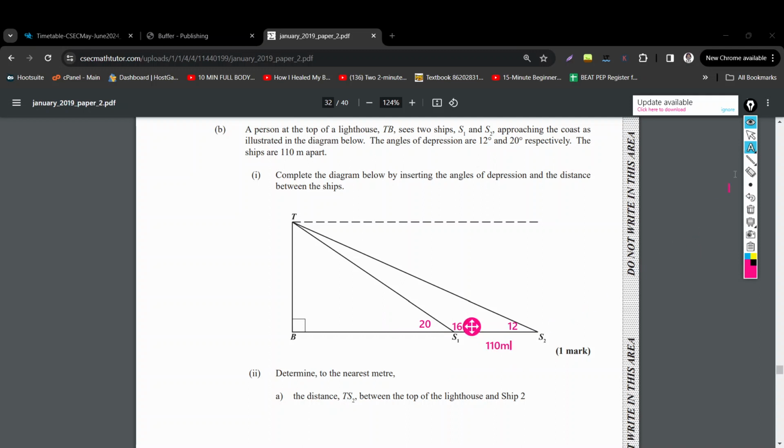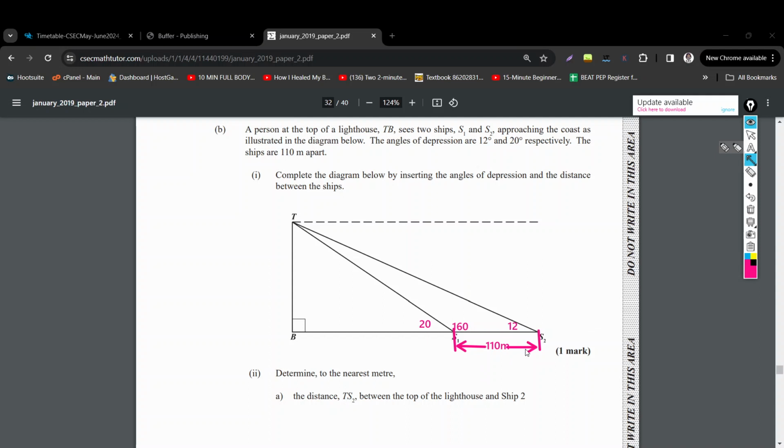Let me show you where the distance is. The distance is from here to here. So that's where the distance is from. This is what you need to do just to get the 1 mark. And it says the distance TS between the top of the lighthouse and ship 2.